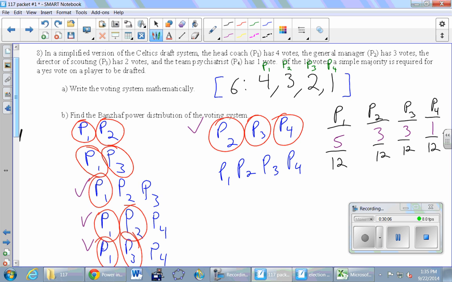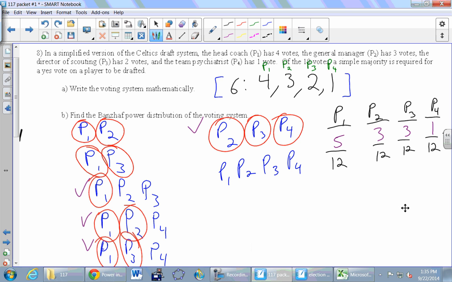Maybe this one we will go to percentages just so we can really talk about it intelligently. 5/12, how much is that? Somebody grab a calculator for me and type that in. Say again, Sarah? Okay, so we'll say about 41.7%. 3/12 is a quarter, so that's 25%. 25%, and then finally, Sarah, 1/12. So about 8.3% there. So this is the distribution of power in the Celtics system.